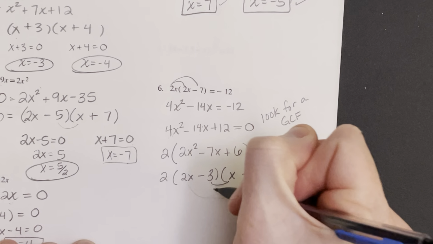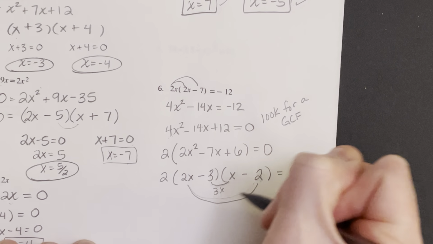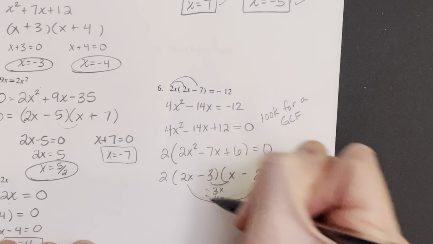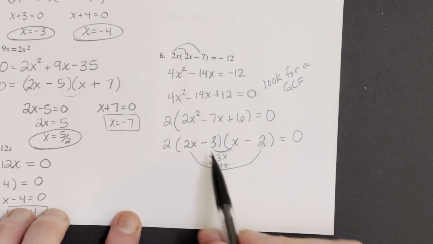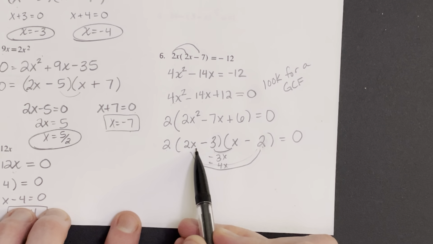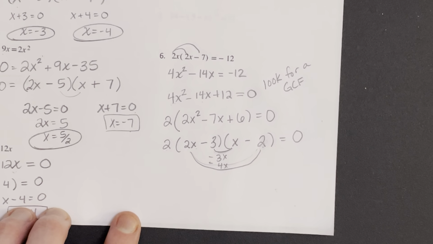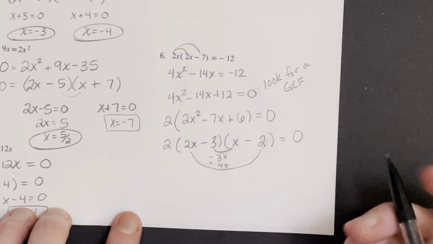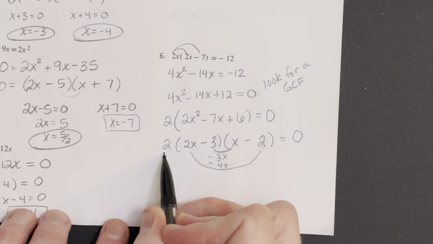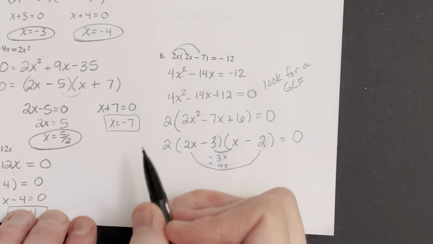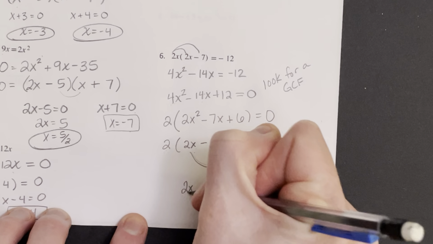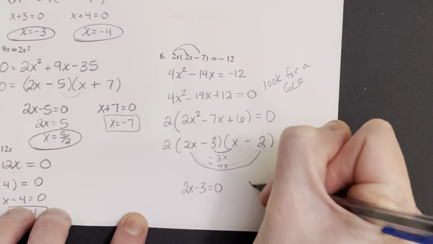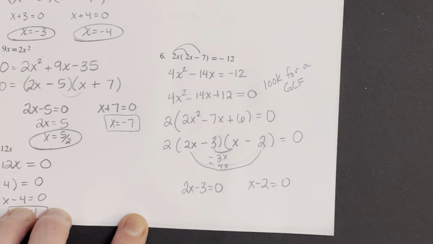So I've got 3x here and 4x, a negative 3x and negative 4x does factor. So this did give me what I needed. I needed 2 times 2x minus 3 and x minus 2. I'm going to set each factor equal to 0, but that 2 is the greatest common factor. It doesn't have a variable with it, and 2 can't be 0 because 2 is 2. But 2x minus 3 could equal 0. And x minus 2 could equal 0.